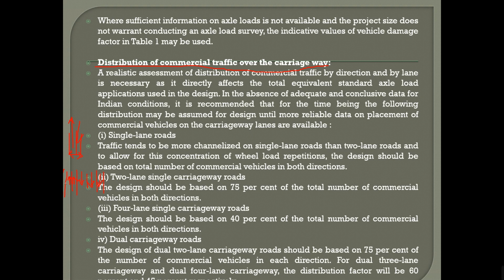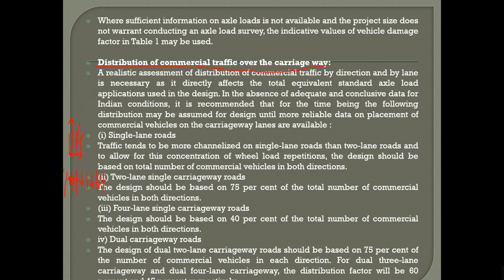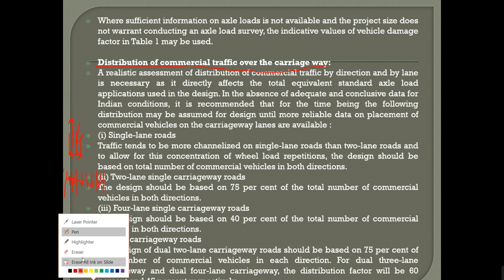So what would be the percentage of damage that is going to be caused by the vehicles moving upon a 4 lane road or 8 lane road, as seen with respect to the distribution of commercial traffic over the carriageway? What percentage of traffic should be considered for the damaging effect caused to the pavement is going to be studied under distribution of commercial traffic over the carriageway, right? Okay, now we'll proceed with this.